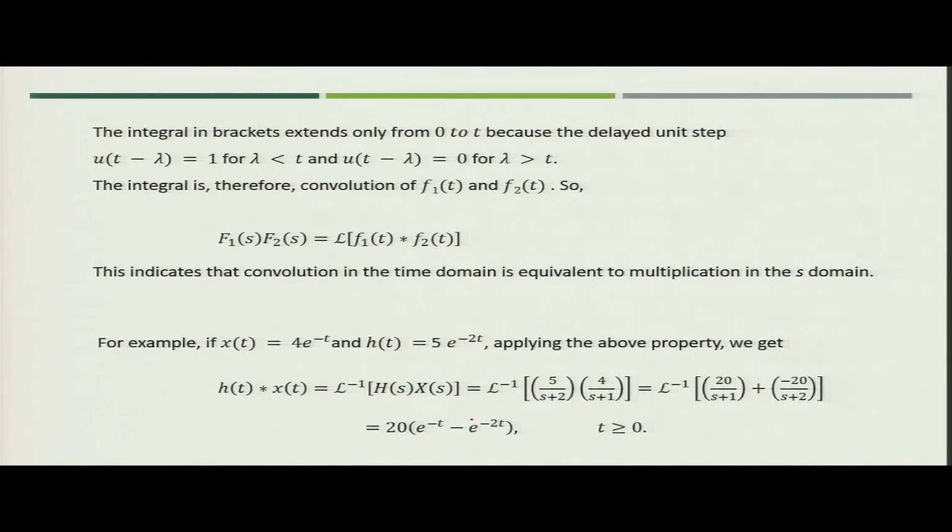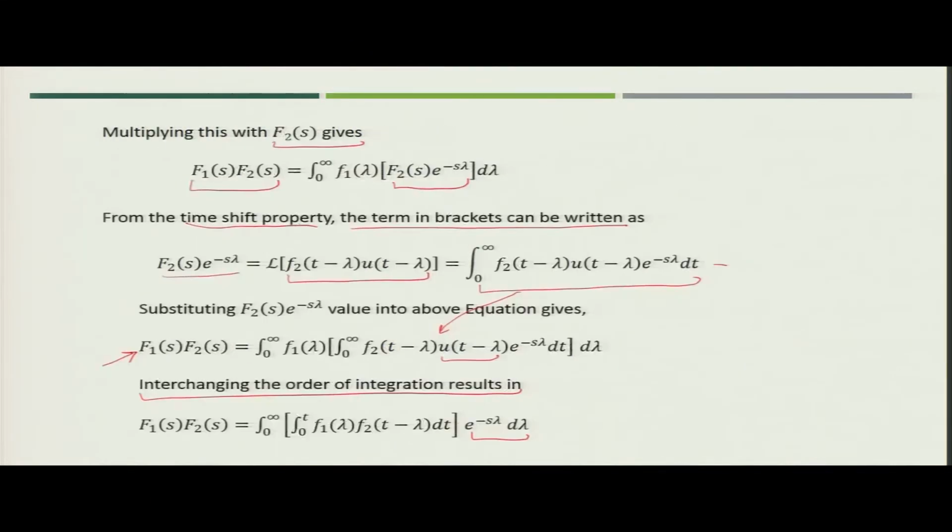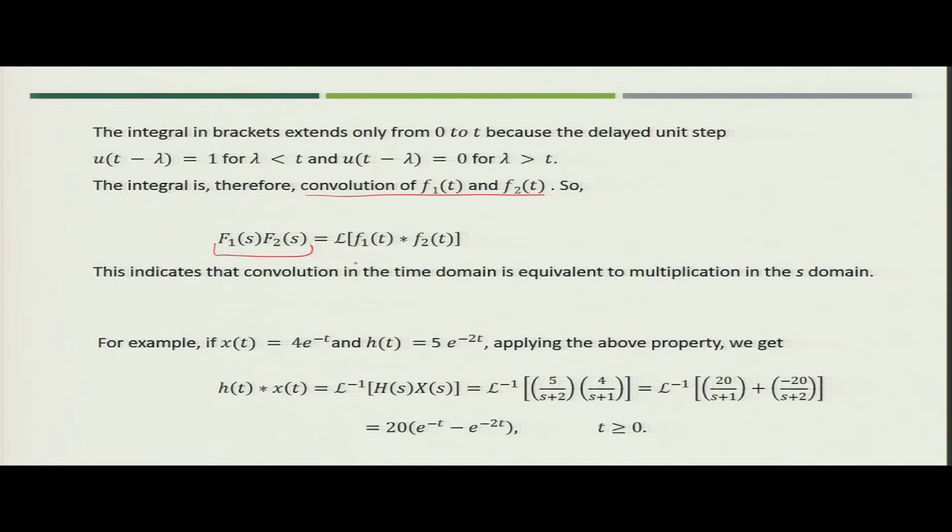Now, if you see this particular term, this is nothing but the convolution of f1 and f2. So, what you can write, the integral is therefore the convolution of f1 and f2. So, if you see this, you will simply represent it as f1(t) convolution f2(t), and then the outer integral is nothing but the Laplace of the convolution of f1 and f2. So, you can simply write F1(s) into F2(s) is nothing but Laplace of the convolution of f1 and f2.